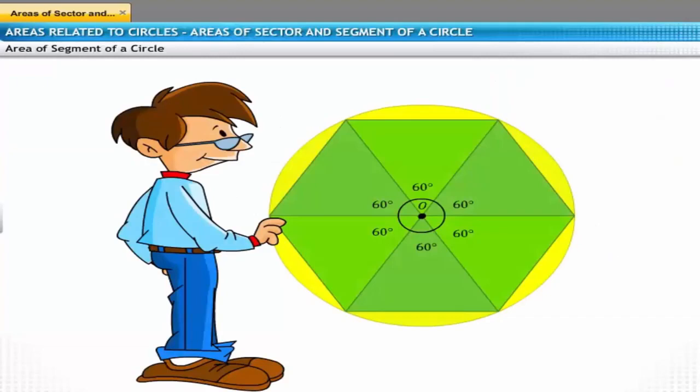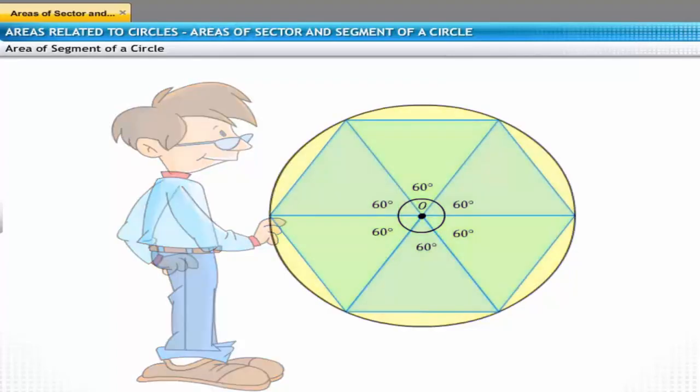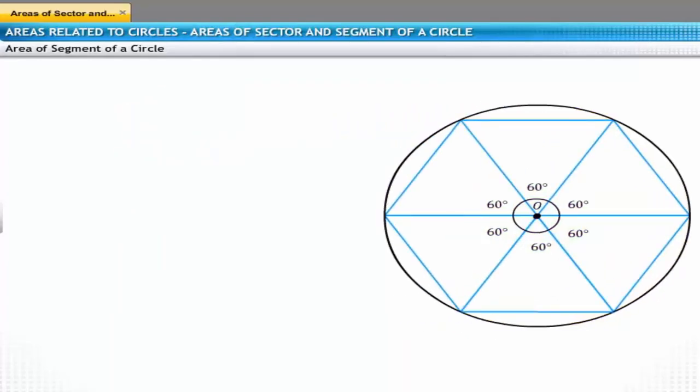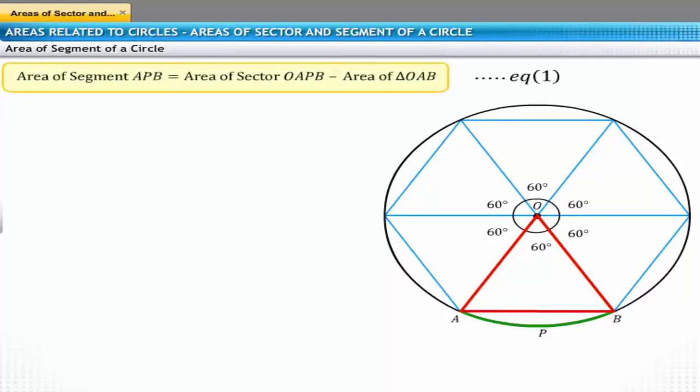Now comes the next part, calculating the area of the segment of a circle. Let's see how Felix calculates this. The area of the segment APB is equal to the area of the sector OAPB minus the area of the triangle OAB. The area of the sector is equal to theta divided by 360 multiplied by pi r square.